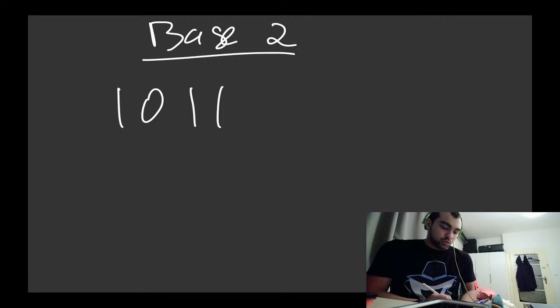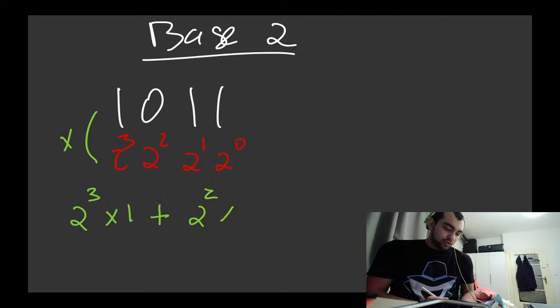But how do we prove this? Well, again, we start with our base to the power of 0, base to the power of 1, base to the power of 2, base to the power of 3, and now we just perform the normal multiplication and we add it. So 2 to the power of 3 times 1 plus 2 to the power of 2 times 0 plus 2 to the power of 1 times 1 plus 2 to the power of 0 times 1.